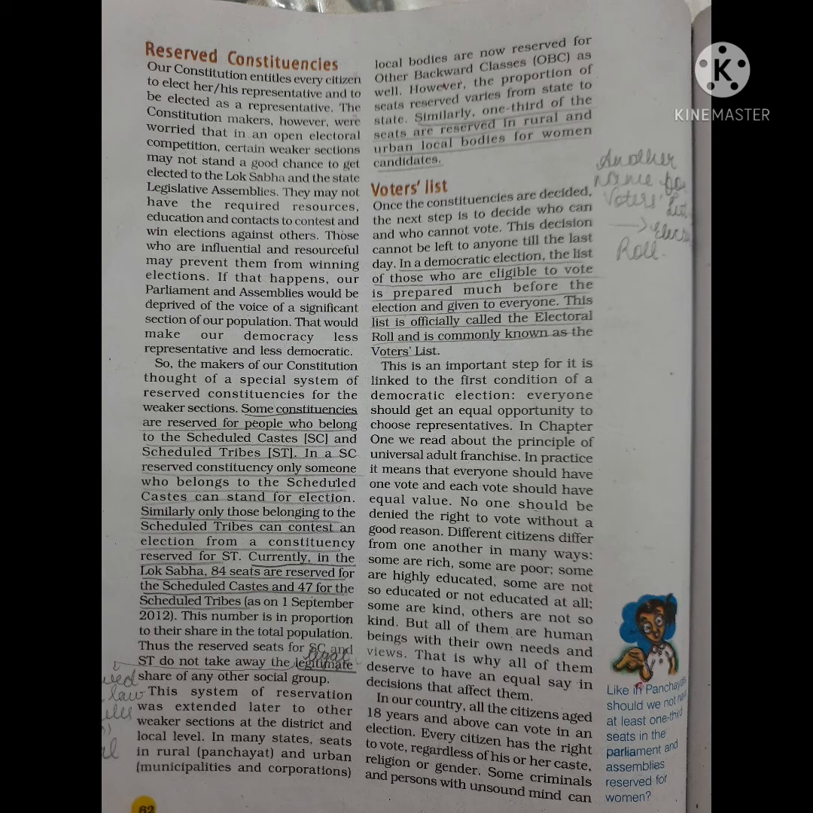Now, this list needs to be updated after every 5 years. We know that within these 5 years, many people attain the voting age. That means they come above the age of 18. Their names need to be added in the voters list. Those people who die, their names need to be deleted, and for those who shift from one place to another, the list needs to change their name from one list to another. So there should be a complete revision of the voters list within these 5 years. So this is the third step which we are talking about.